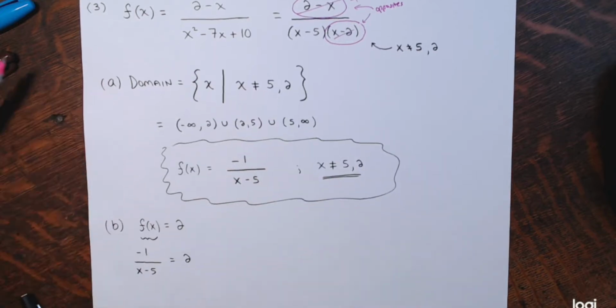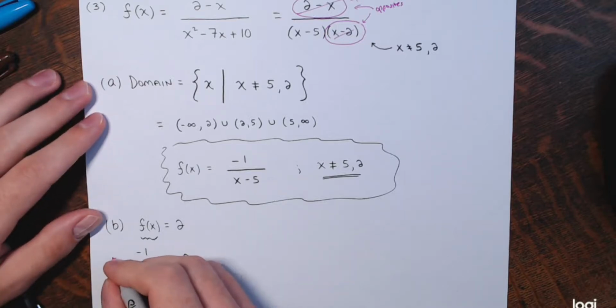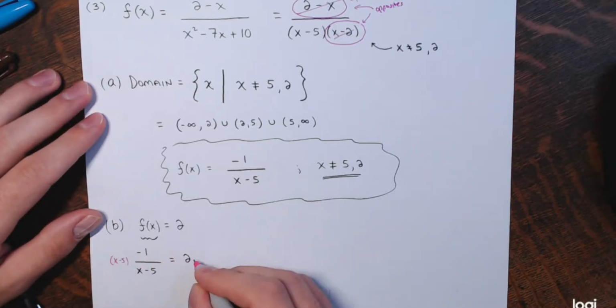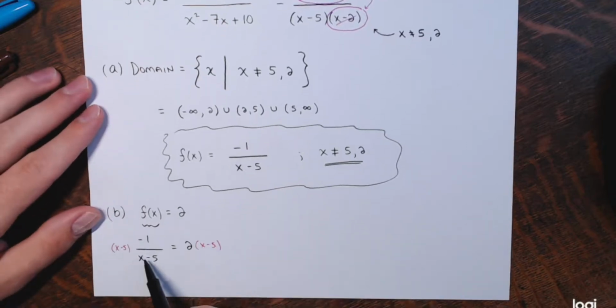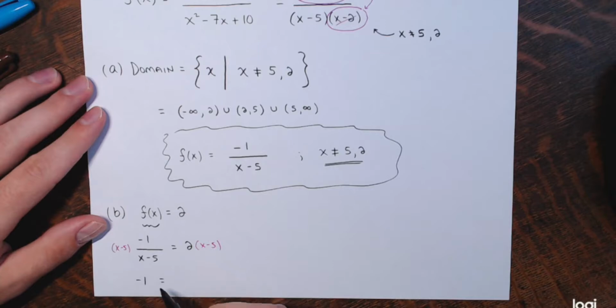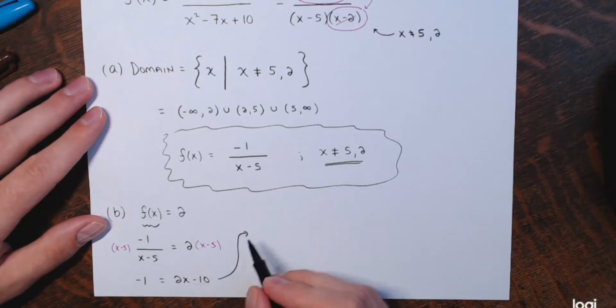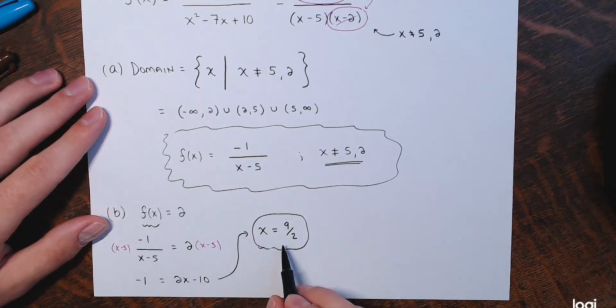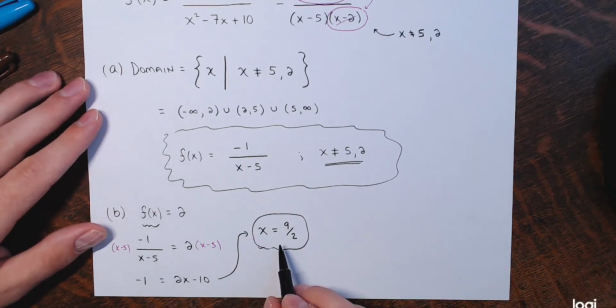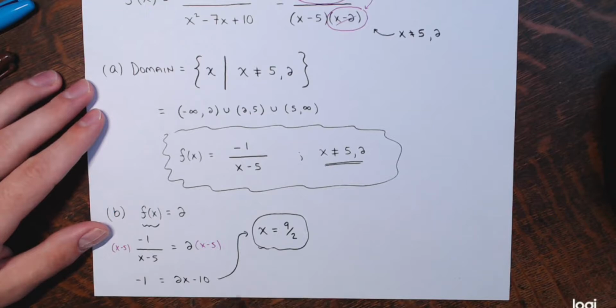So the LCD is obviously x minus 5. I multiply the left side by x minus 5, the right side by x minus 5. The x minus 5's cancel on the left side, we have negative 1. When I multiply these two, we have 2x minus 10. And then adding 10 gives me 9, divided by 2 gives me 9 halves. So x equals 9 halves, 4.5. So there's the value of x, there's the input that would give me 2 as an output.